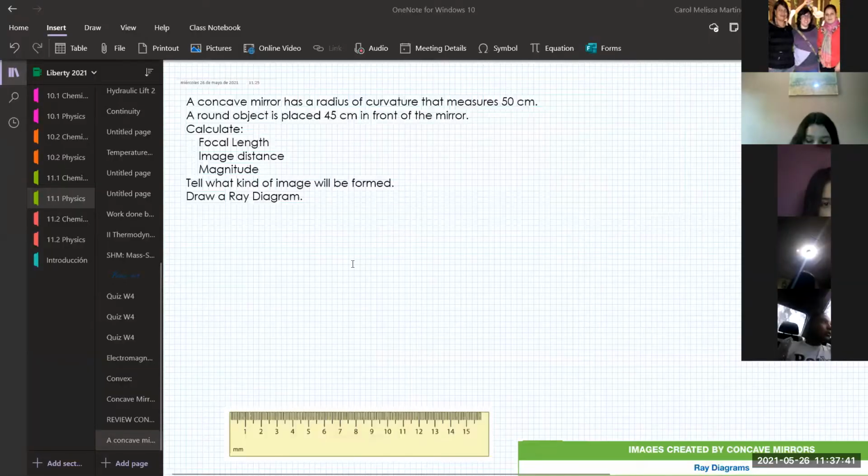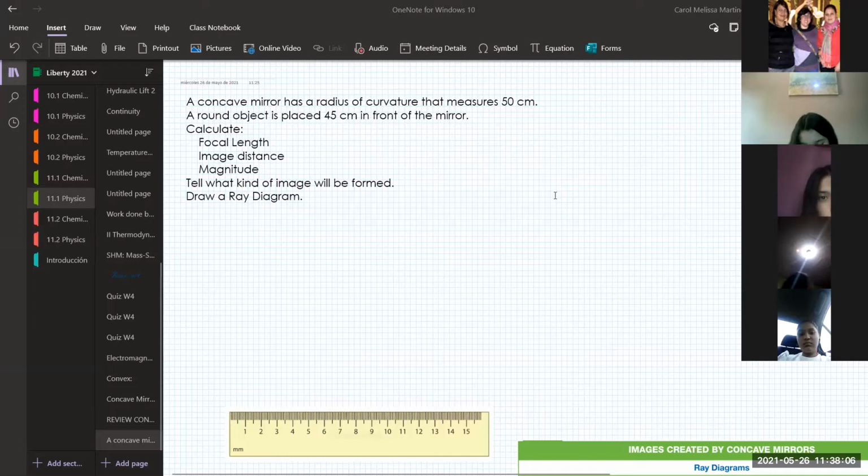We have a concave mirror which has a radius of curvature that measures 50 centimeters. A round object is placed 45 centimeters in front of the mirror. Calculate focal length, image distance, magnitude. Tell what kind of image will be formed and draw a ray diagram.